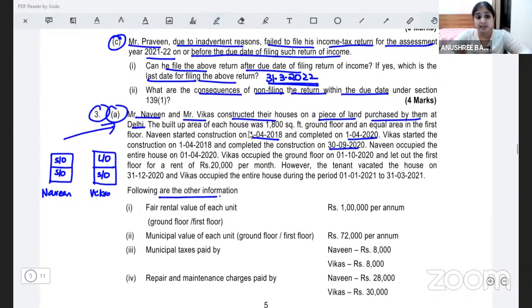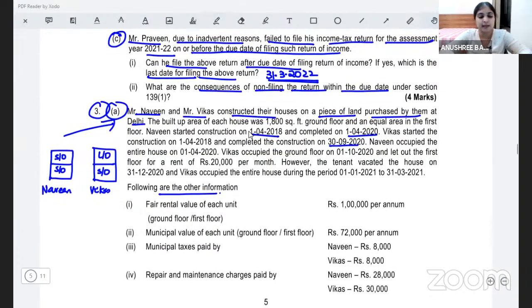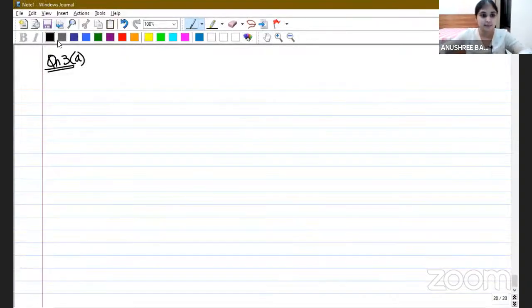Naveen, it's going to be very simple. Full house self-occupied. Vikas, some complication. Two separate calculations. Ground floor self-occupied and first floor let out. Two separate calculations we will have to do for Vikas. Shall we get to work? Is the question clear? Come on, let's begin.